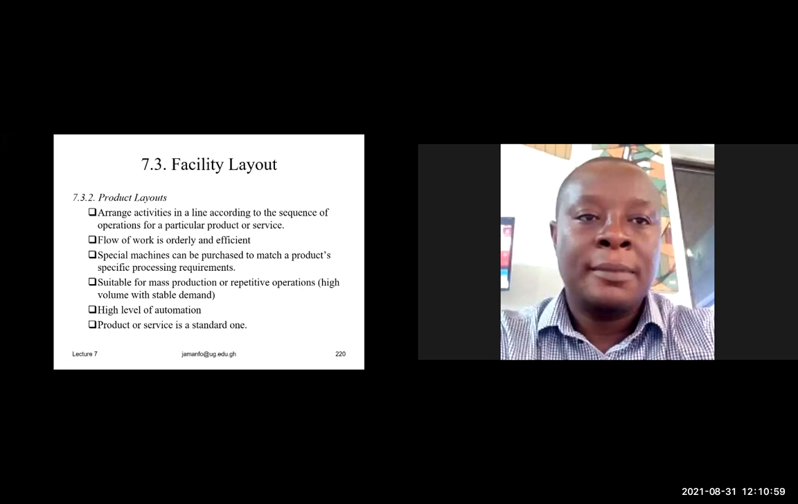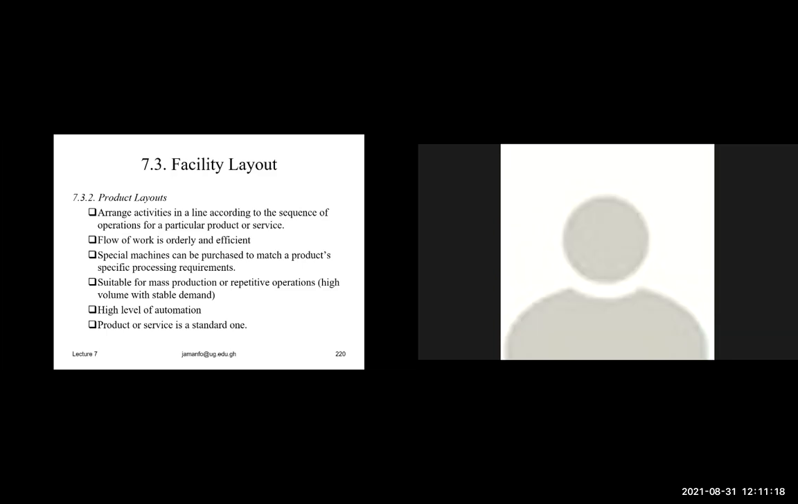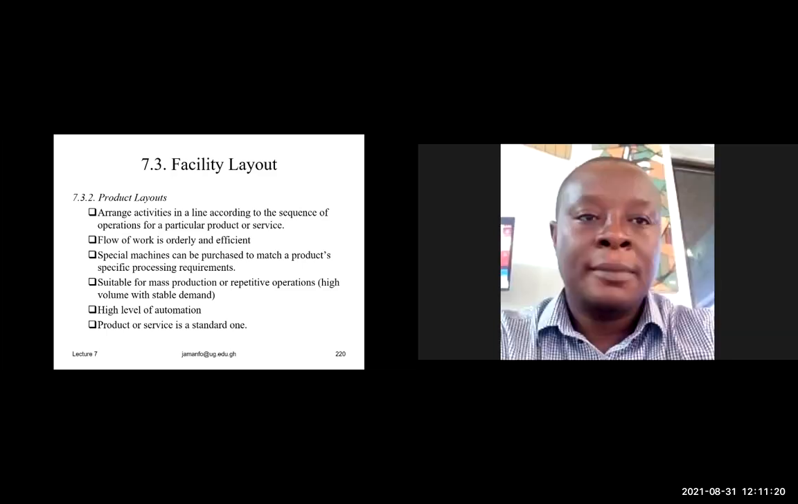Okay, the answer is yes. Most manufacturing companies would apply this. For those of you who have not had a chance to visit any manufacturing company, you can just Google Toyota's production facility in South Africa. Use YouTube and you will see the production facility and how the cars are manufactured.